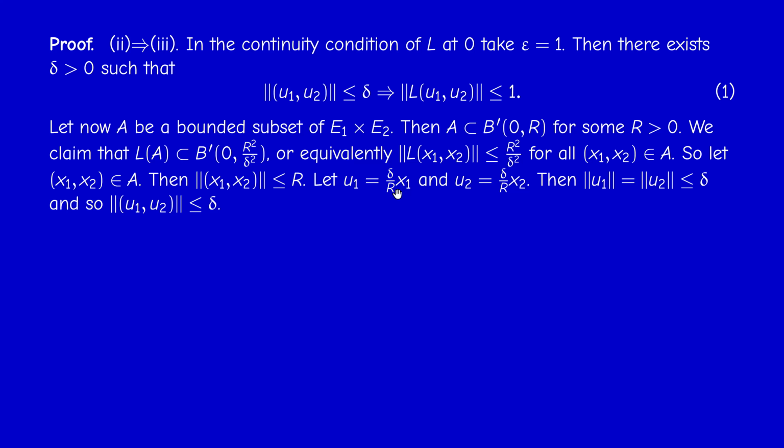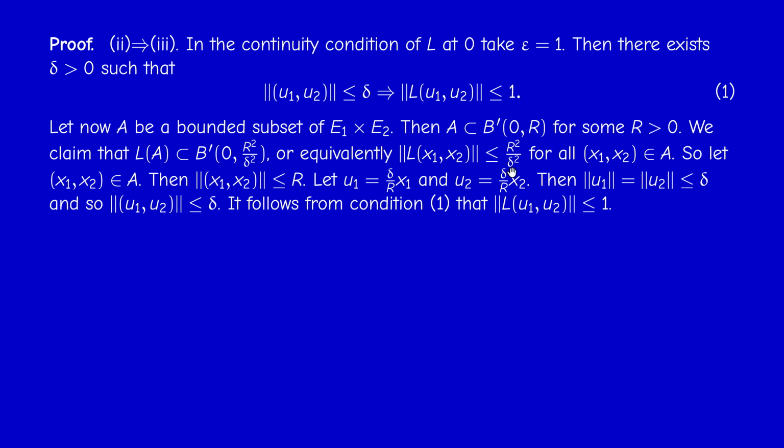So the norm of x1 over r is less than 1, and same thing for the norm of x2 over r. So when I multiply by delta, I get something less or equal than delta. Therefore, since I'm taking the maximum norm of the product, because it's very convenient, we have that the norm of the couple (U1, U2), which is the maximum between the norms, is less or equal than delta. So we can apply the condition: the image of (U1, U2) under L is less or equal than 1.